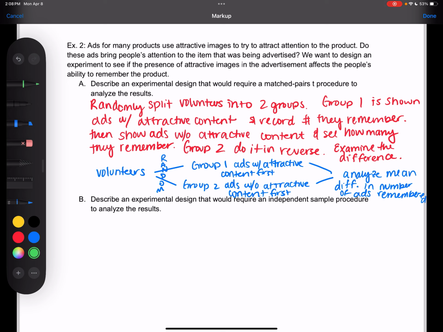So this one is the paired t-test. I guess I should say for mean of differences.